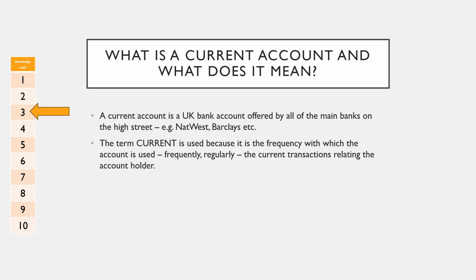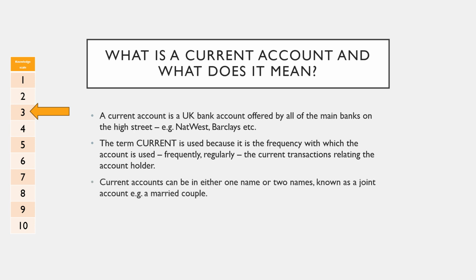The term current is used because of the frequency with which the account is used. So for example, it's used frequently, regularly, for the current transactions relating to the account holder. That's why it's called a current account, in case you're wondering. And current accounts can be either in one name or two names, and a two-name account is known as a joint account. So for example, a married couple could have a joint account.